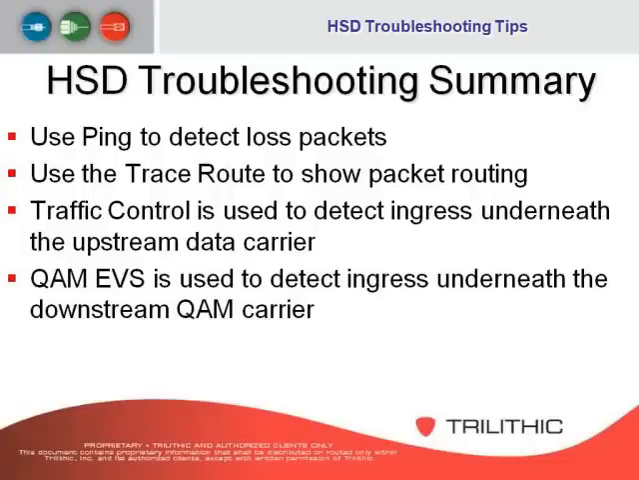QAM EVS, similar to the traffic control, but it detects ingress under the downstream QAM carrier, that digital haystack. Same as the traffic control, when there is a QAM carrier present, you're not able to see that ingress that falls under it. The 860 DSPI has the ability of mathematically removing that digital haystack, which leaves the noise floor or any ingress that's happening in that QAM carrier.